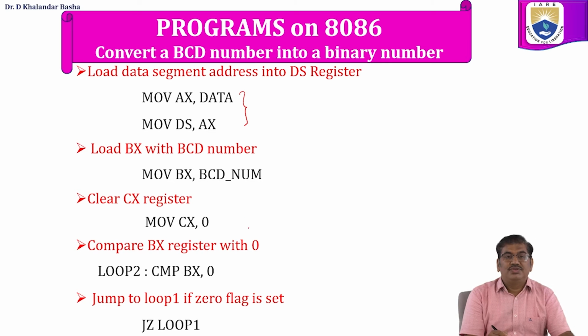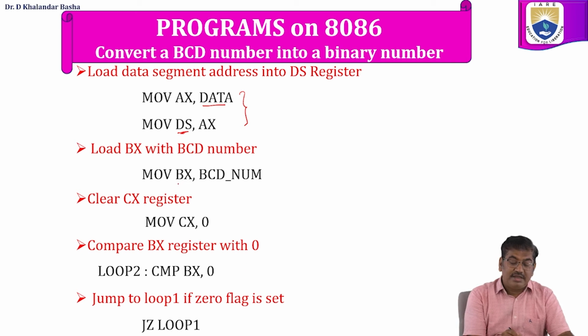First, as we are using the data segment, the address assigned by the assembler to the data will be loaded into the data segment register indirectly, by moving into the AX register and from the AX register to DS, using a couple of instructions like MOV AX, data followed by MOV DS, AX. Then for fetching the BCD number in the data segment, we use MOV BX, BCD number. Then we are going to clear the CX register by using MOV CX, 0.